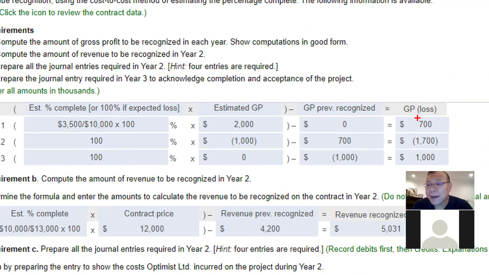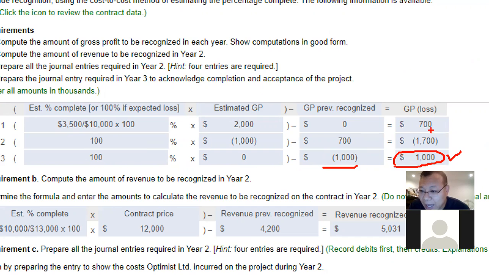Previously, you recognized a loss of 1,000, right? So now you have to reverse the loss, because this is not an owner's contract. Now you know better at the end of the completion. It's not an owner's contract. There's no profit, there's no loss. So previously, at the end of year 2, you recognized a $1,000 loss. This has to be reversed, so you're going to recognize a $1 million profit at the end of year 3.